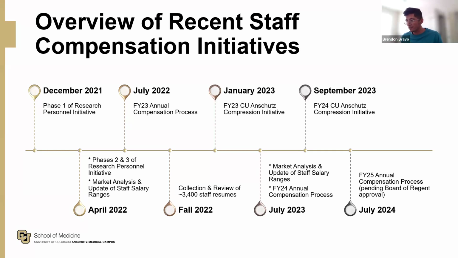Then in July of 2023, we had our fiscal year 24 annual compensation process, and also another market analysis and update of staff salary ranges. And then this past September, we had another compression initiative. And then pending Board of Regents approval, this coming July, we'll have our fiscal year 25 annual compensation process.